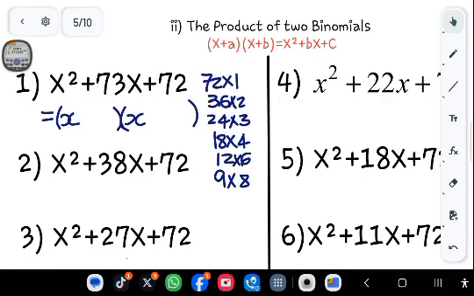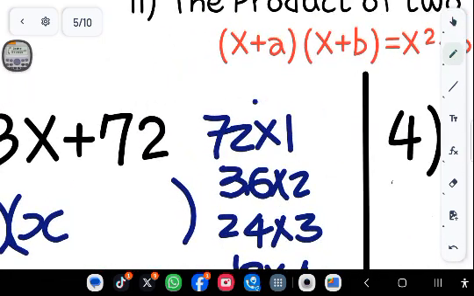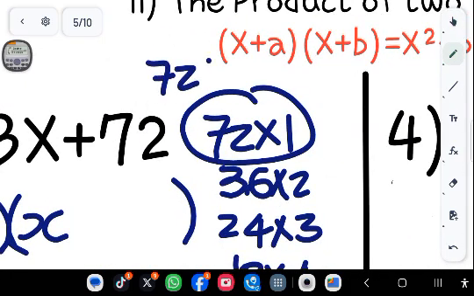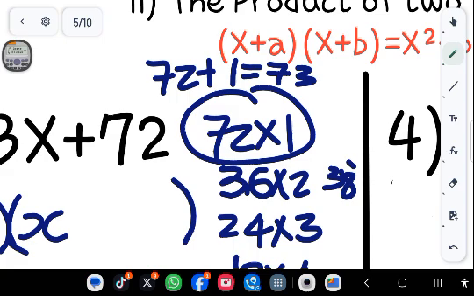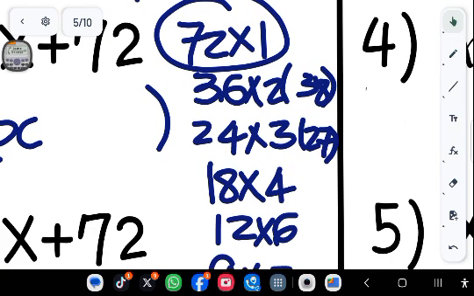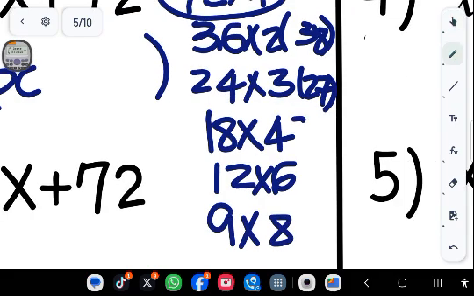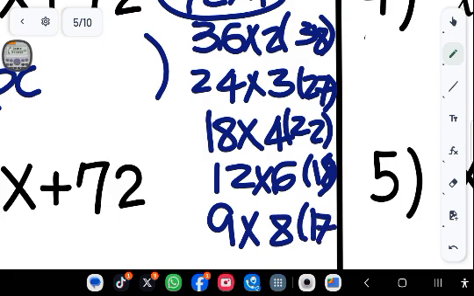Now to get this middle term, notice that this factor pair is the correct one to choose because 72 plus 1 gives us 73. Now 36 plus 2 gives us 38. 24 plus 3 gives us 27. 18 plus 4 gives us 22. 12 plus 6 gives us 18. And then 9 plus 8 gives us 17. So we've got 17, we've got 18.